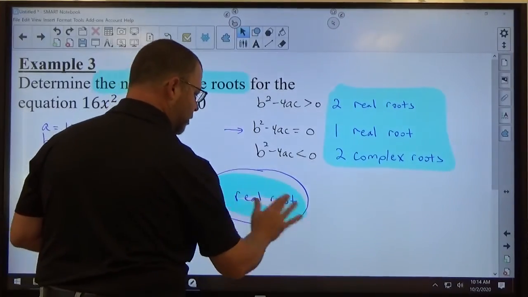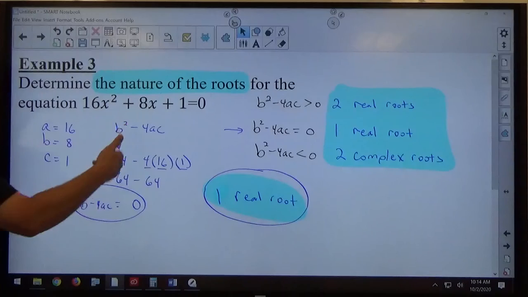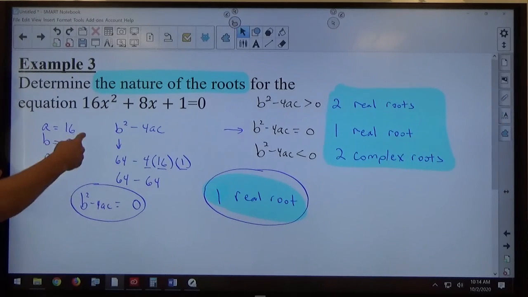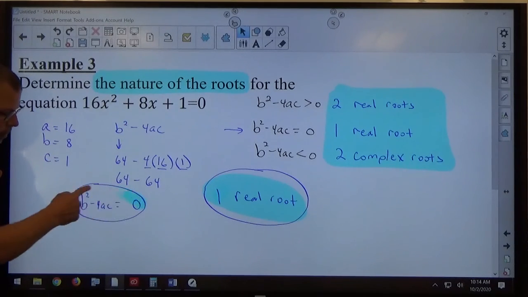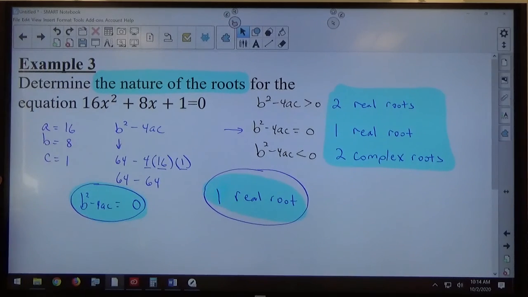This is the answer. This is what I want to see on your paper that led you to that answer. So I want to see where you've evaluated it so I know what your number is. I want to see that. And I want to see how you interpreted that answer when it asks for the nature of the roots.